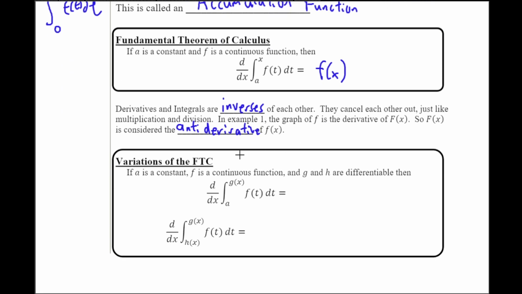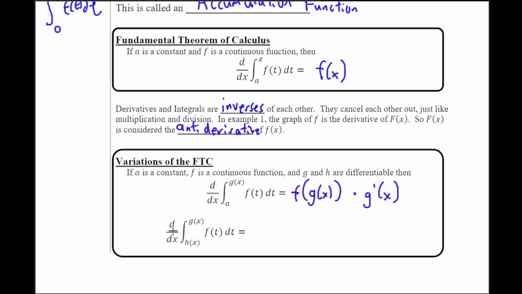So here are some variations of the fundamental theorem of calculus. In the original one, it's just from a constant to x. It's just x, right? But if you remember the chain rule, if it's not an x, like a g of x, well, you have to use the chain rule. So the derivative of the integral from a to g of x of f of t is: plug in the g of x for the t, so it's f of g of x, but then you have to multiply by the derivative of g of x, which is just g prime of x.